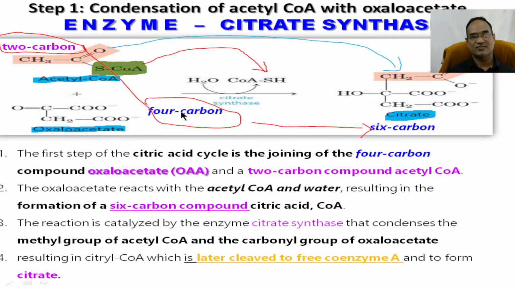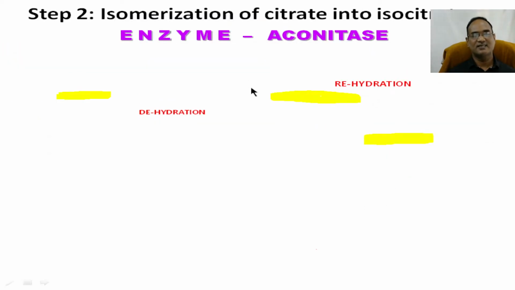Oxaloacetate contains 4 carbon, and acetyl CoA contains 2 carbon. These 2 and 4 make a 6, that is called citrate. So in this process, one water has to be included, and the CoA has to be removed from this process so that the oxaloacetate can be converted into citrate. This is the first stage. The second stage is isomerization.